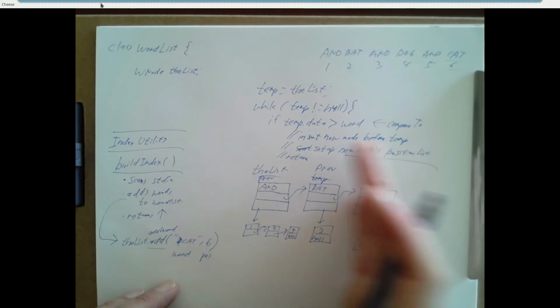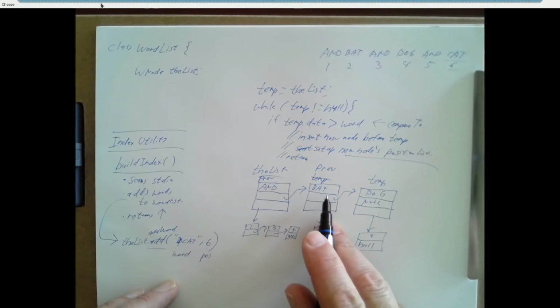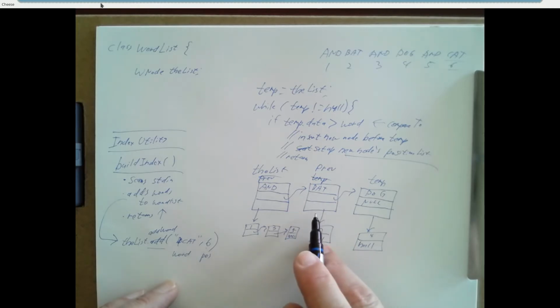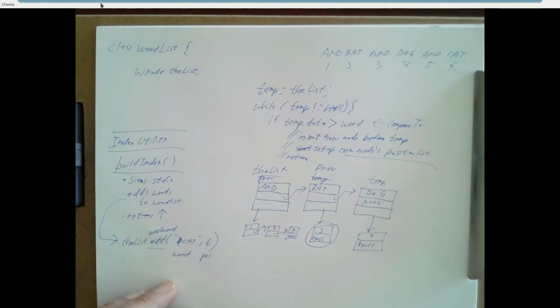So that's the case of inserting a new word. When you're going through here, if you find that the temp node's data is equal to your word, so comparator returns a 0, then you don't need to add that word to the word list. It's already there. You just need to add another node down here with the new position. And that's just something like temp dot position list dot add in whatever position you want to add it to. And this is this linked list of integers.